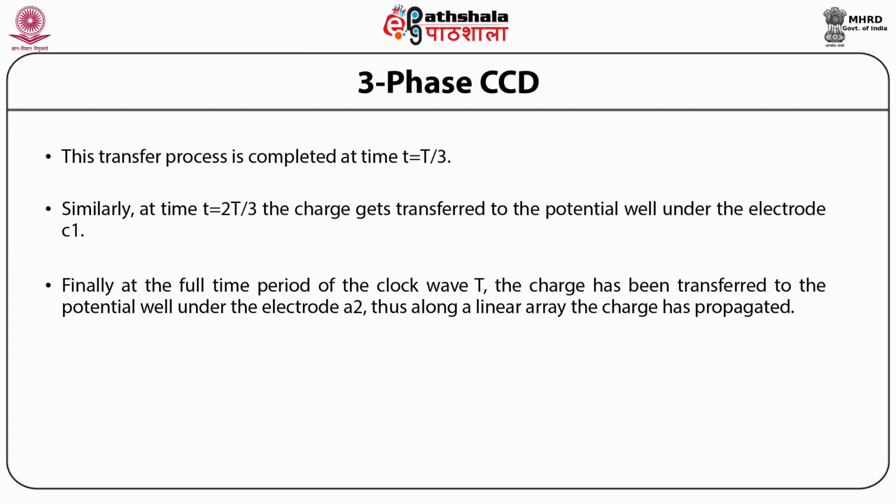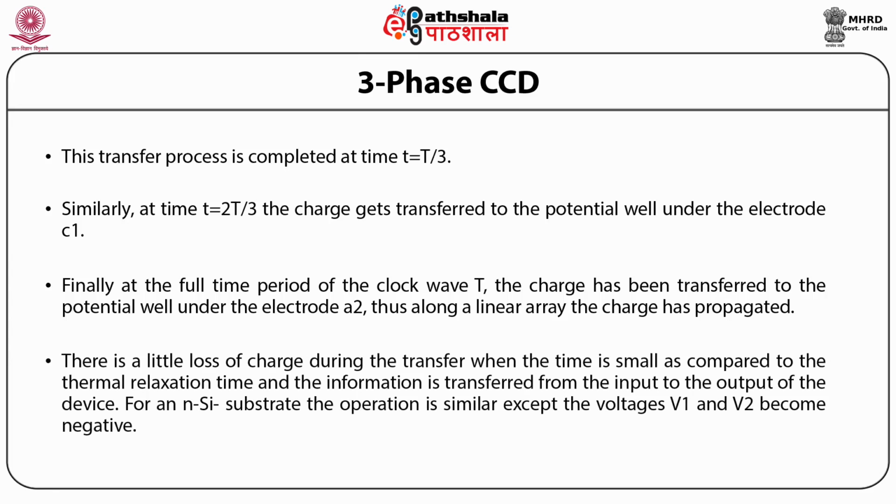Thus, along a linear array, the charge has been propagated. So, there is little loss of charge during the transfer when the time is small as compared to the thermal relaxation time, and the information is transferred from the input to the output of the device. For an N-type silicon substrate, the operation is similar except the voltages V1 and V2 become negative.